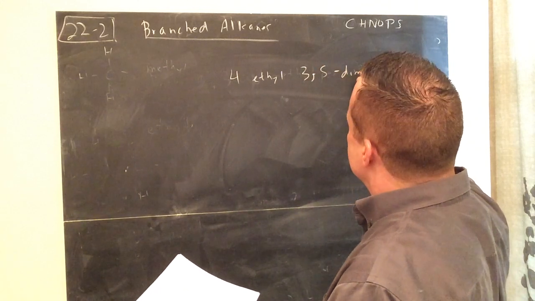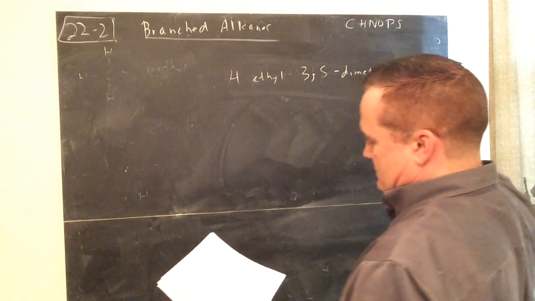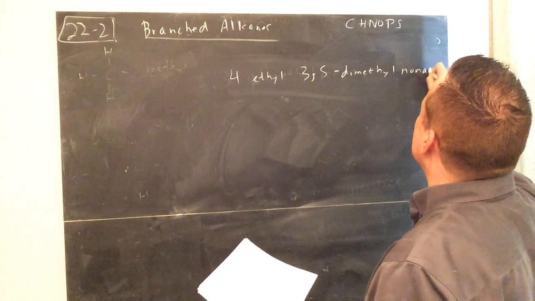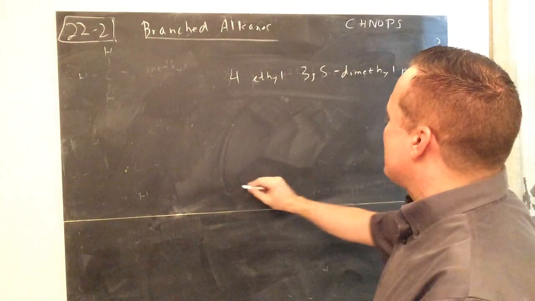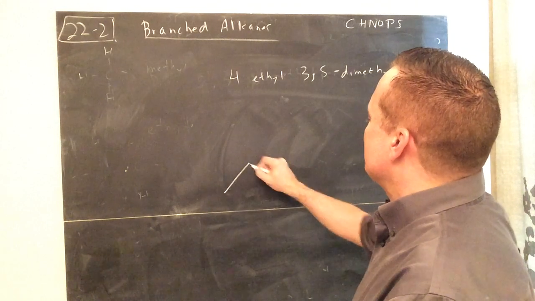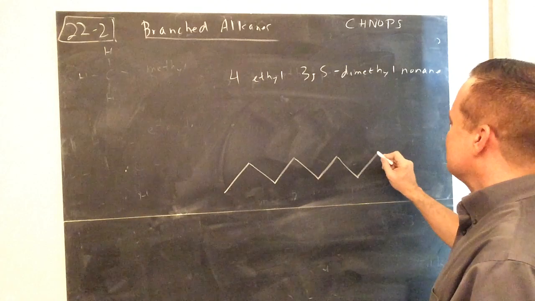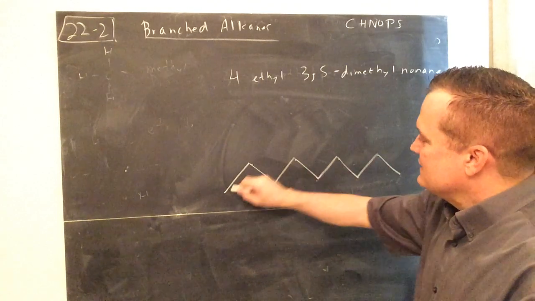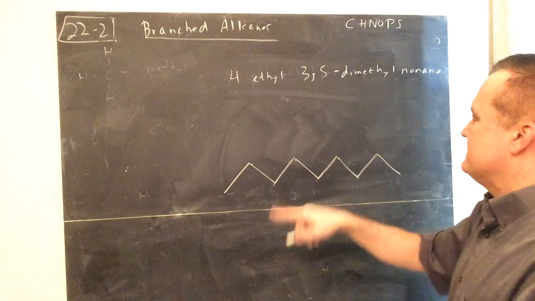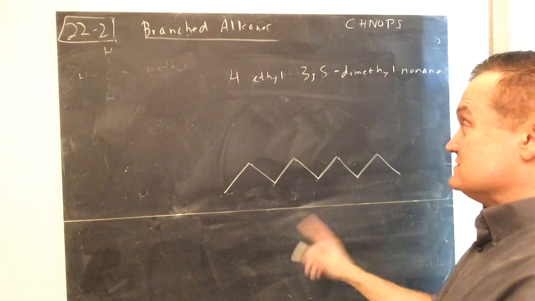3,5-dimethyl nonane. Okay, with a nonane, I'm probably safe for this. 1, 2, 3, 4, 5, 6, 7, 8, 9. CH3, 2, 3, 4, 5, 6, 7, 8, 9. So CH3, and all the ones in the middle are CH2s, right? As of now, that's nonane.